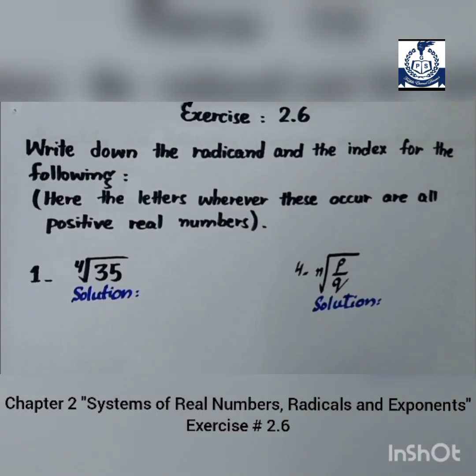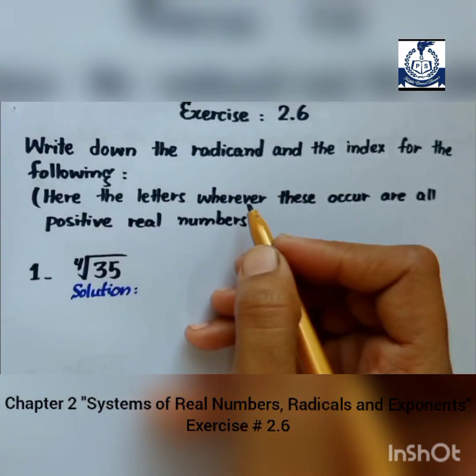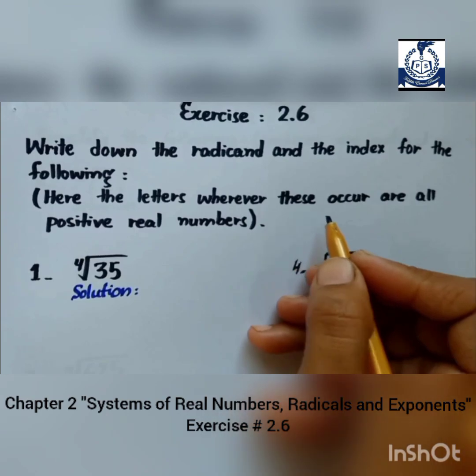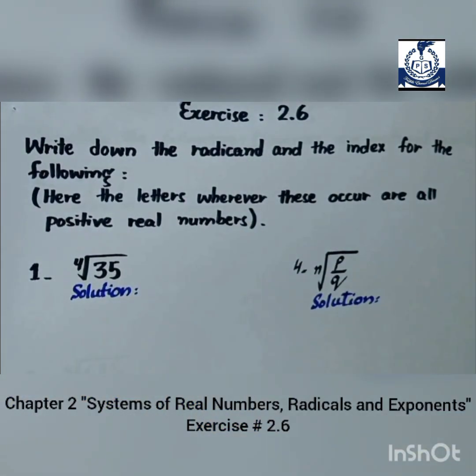Student, this is exercise number 2.6, question: Write down the radicand and the index for the following. Here the letters, wherever they occur, are all positive real numbers. So in this question, we need to find the radicand and the index of the following. First we discuss what is radicand and what is index.